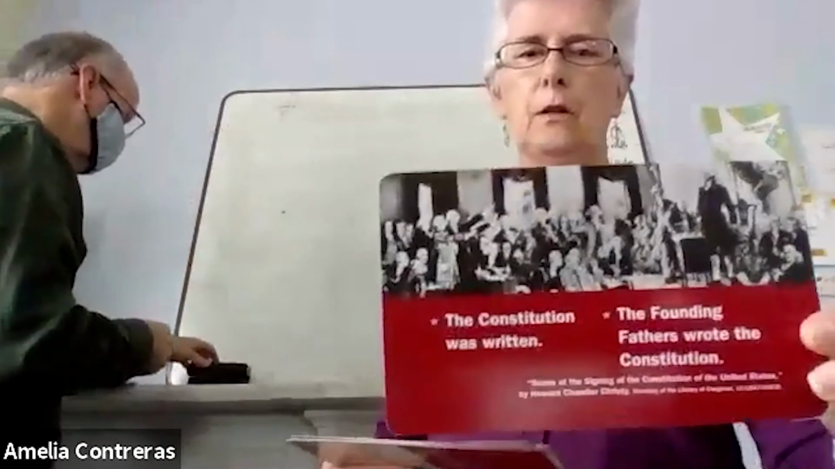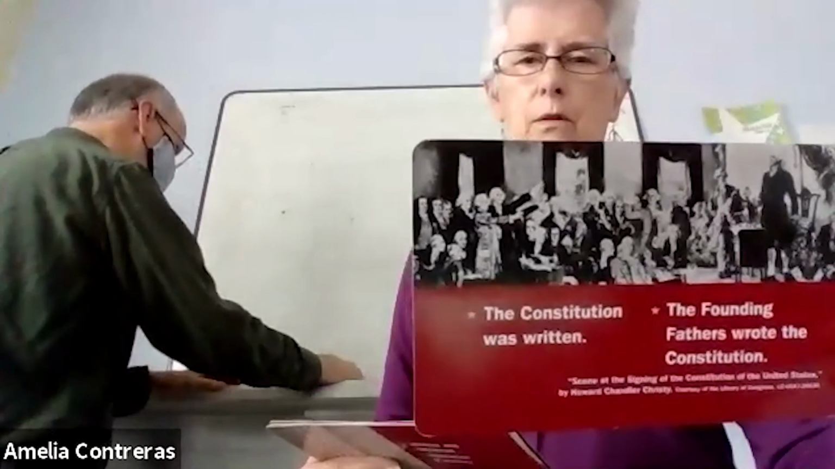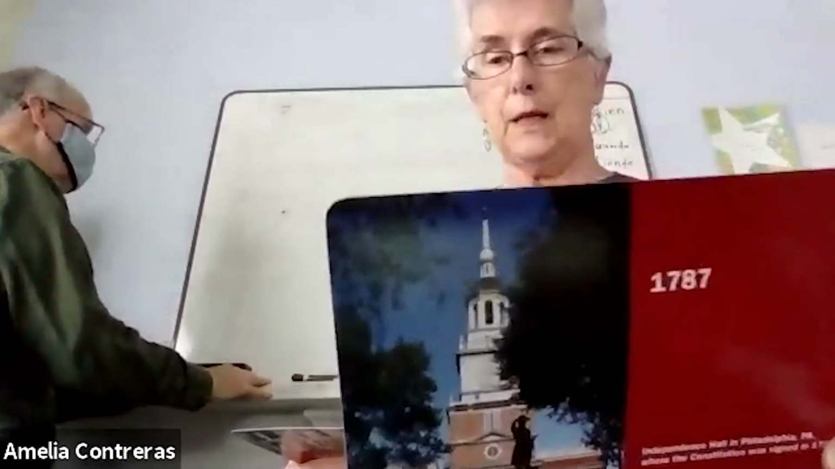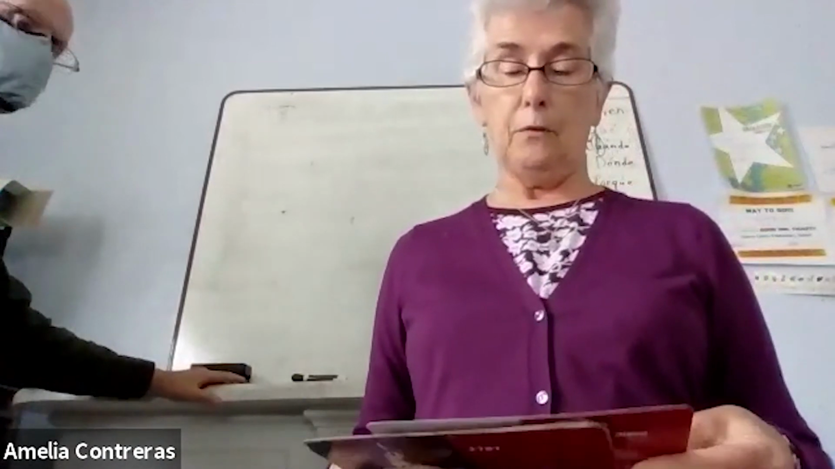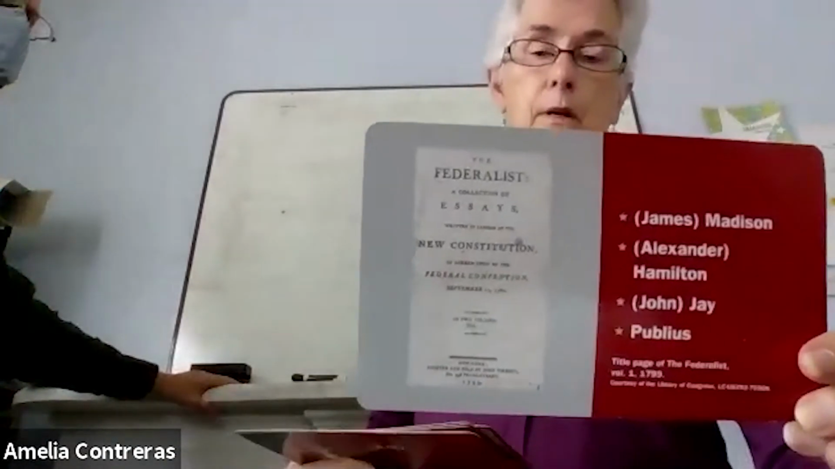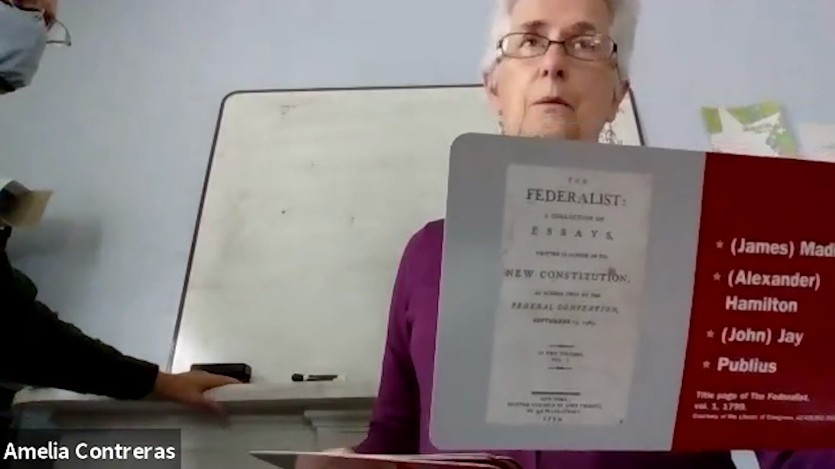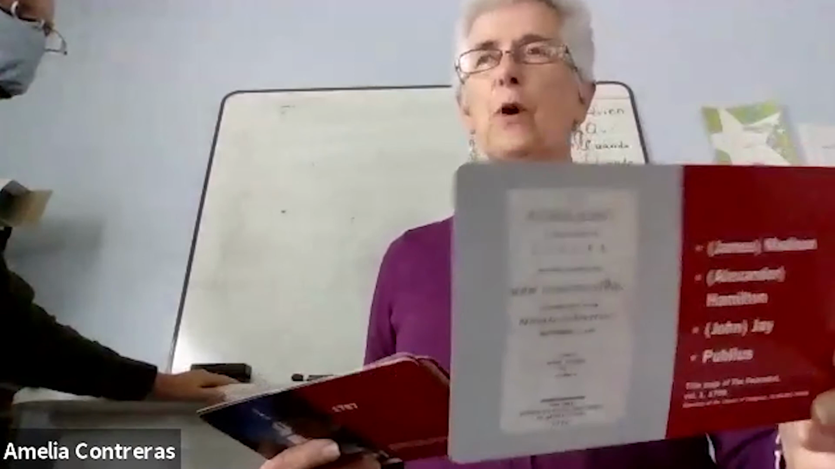What happened at the Constitutional Convention? The Constitution was written. The founding fathers wrote the Constitution. When was the Constitution written? 1787. The Federalist Papers supported the passage of the U.S. Constitution. Name one of the writers. James Madison, Alexander Hamilton, John Jay, Publius. Okay, so you only have to say one of those.